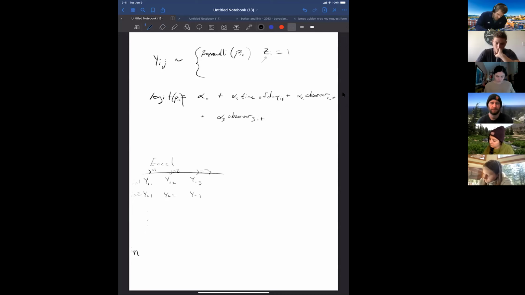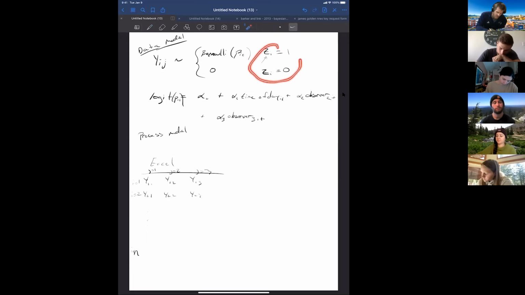Now, if the animal's not there, if the population isn't there, then Y has to be 0. We can't observe it if it's not there. This is just our ability to detect. So all of this stuff is our data model. Now we're interested in our process model. What's actually driving whether the animal's there or not?